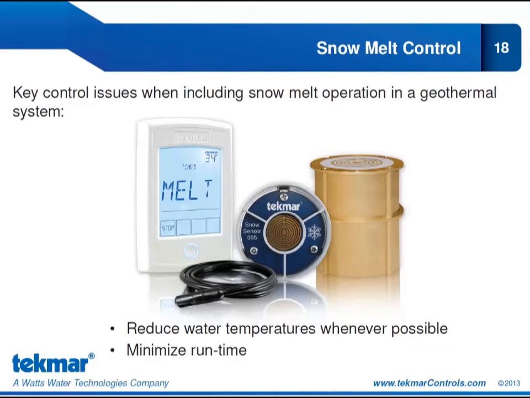Now you can see on the slide here we have pictured a Tekmar snowmelt control and some Tekmar sensors. This is our Tekmar snowmelt control 654, which is our first and currently our only Tekmar Net compatible snowmelt control. And our two sensors, the Snow Sensor 095, which is an aerial snow sensor, and the famous Snow Ice Sensor 090 or 094 over here. And we're going to look at how these controls and sensors work to do these two control features, to reduce water temperatures whenever possible and to minimize runtime.